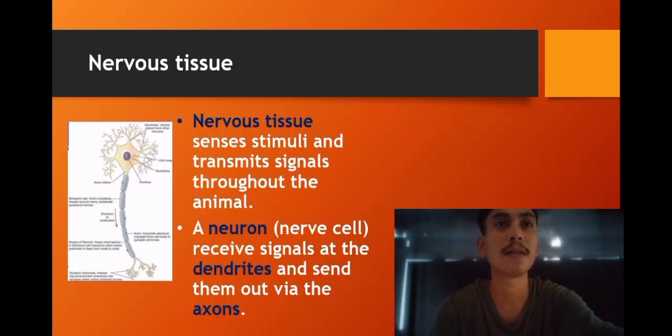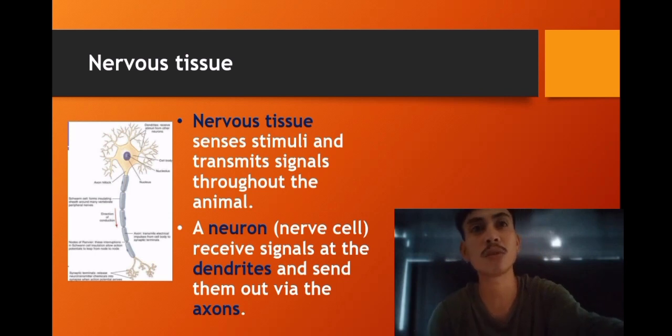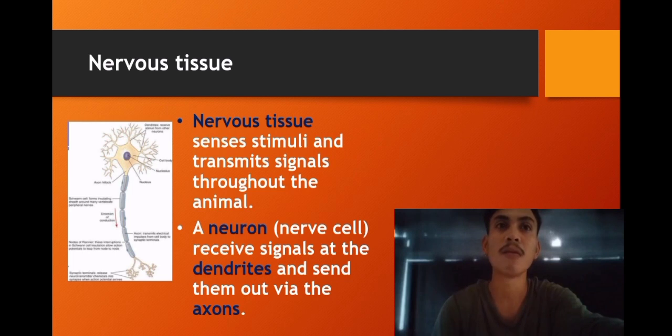Second is nervous tissue. Nervous tissue is found in the brain, spinal cord, and nerves. It is responsible for coordinating and controlling many of the body's activities. It stimulates muscle contraction, creates awareness of the environment, and plays a major role in emotion, memory, and reasoning.